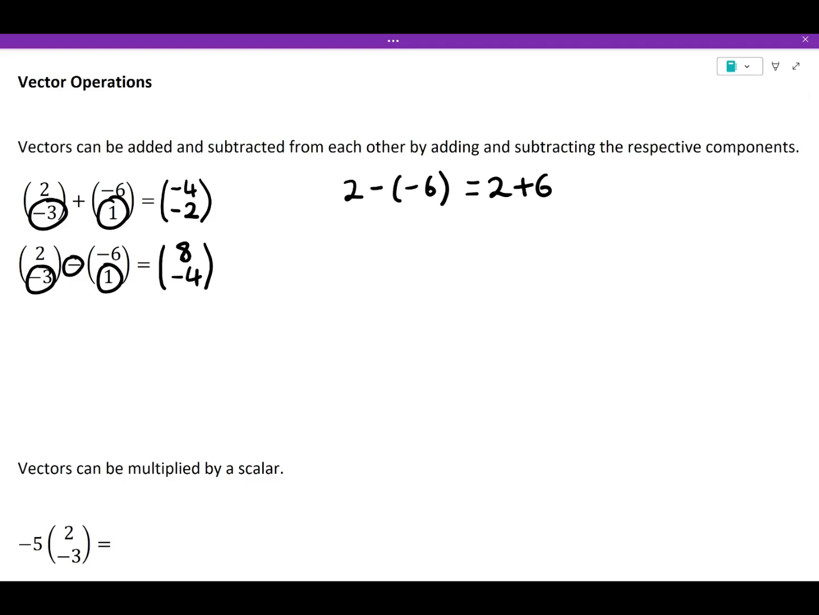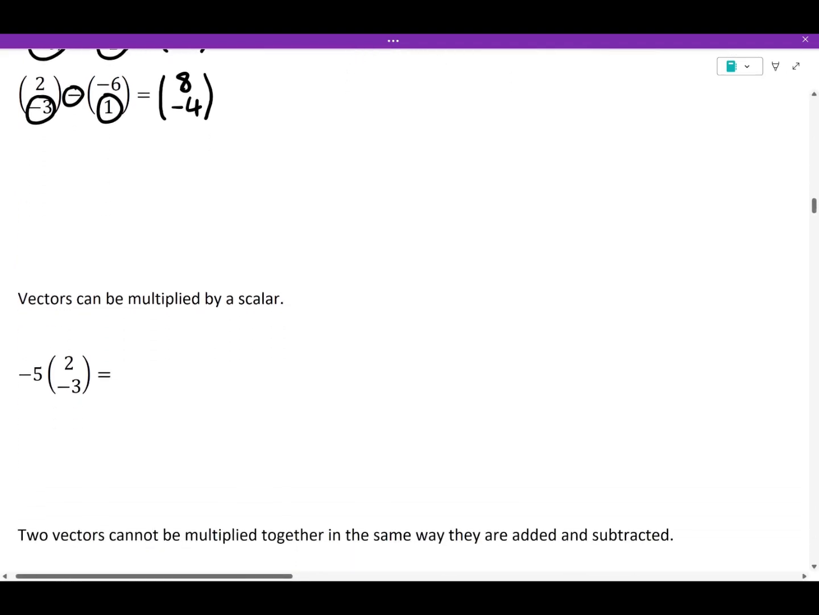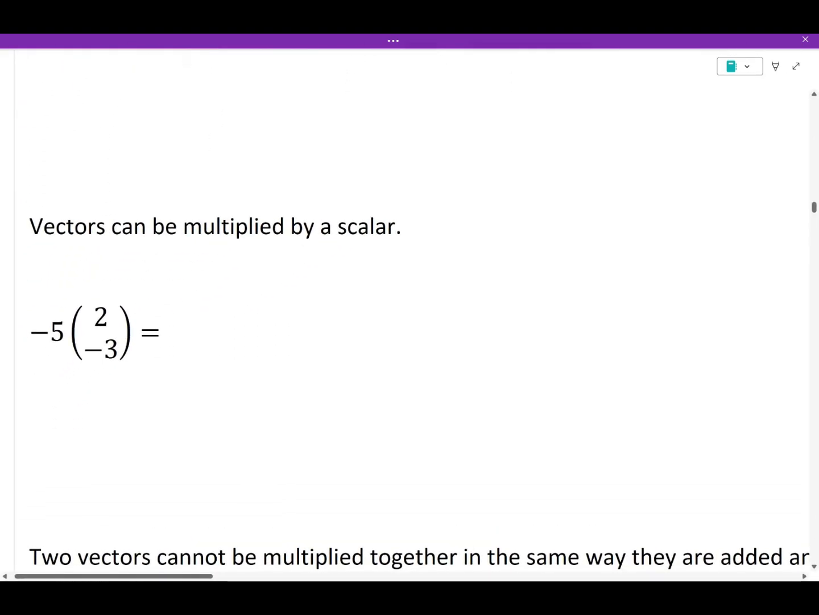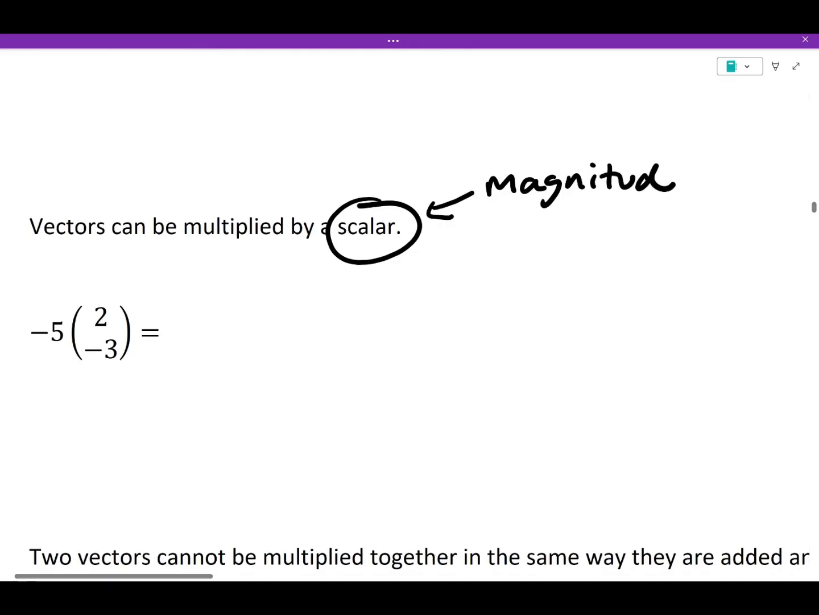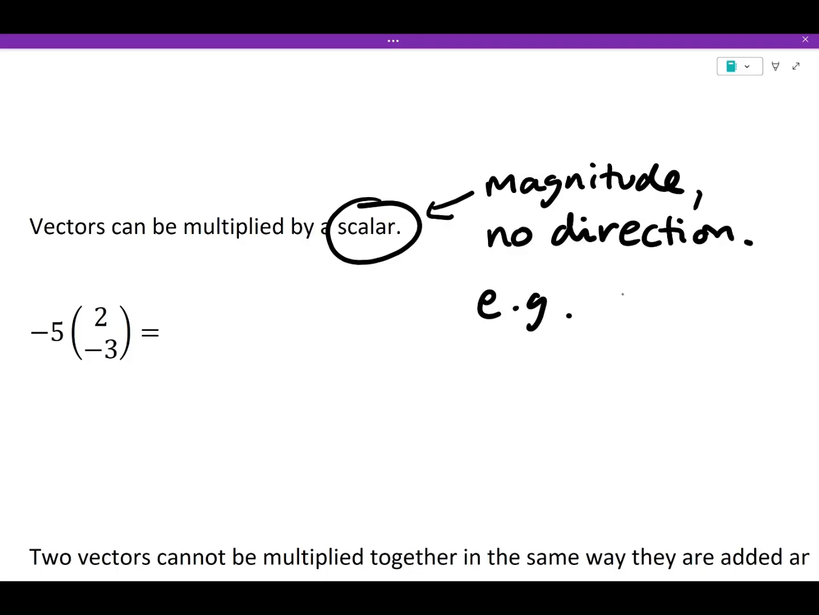Now let's consider some multiplication. Vectors can be multiplied by a scalar. So what is a scalar? Well, a scalar has magnitude, so it has length, but it has no direction. An example of a scalar would just be a numerical value on its own. For example, 6 is a scalar. It's got magnitude, it's got length, it's the size of 6. However, it doesn't have a specific direction, so therefore it's a scalar.